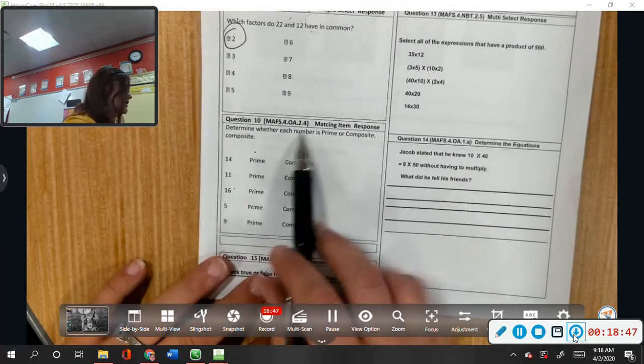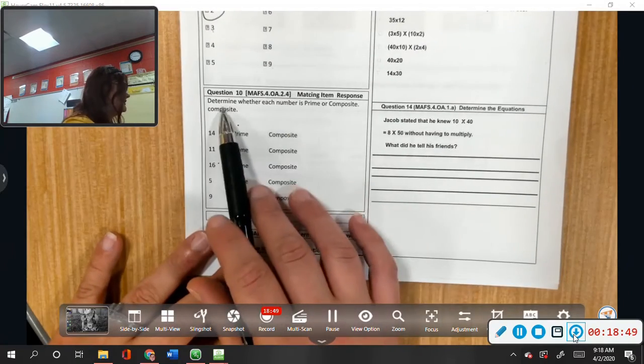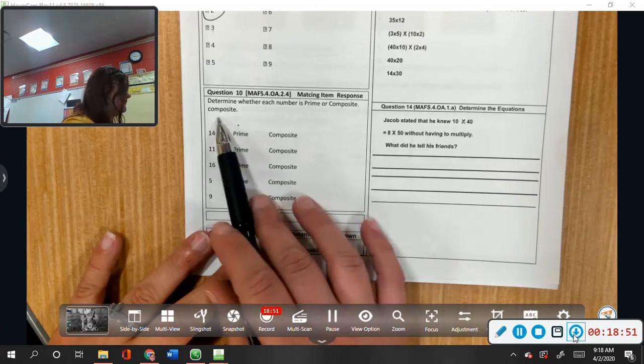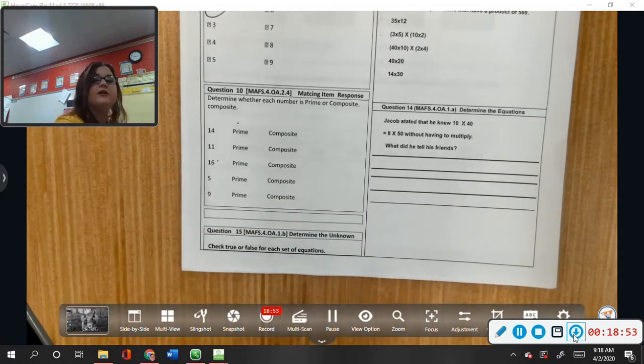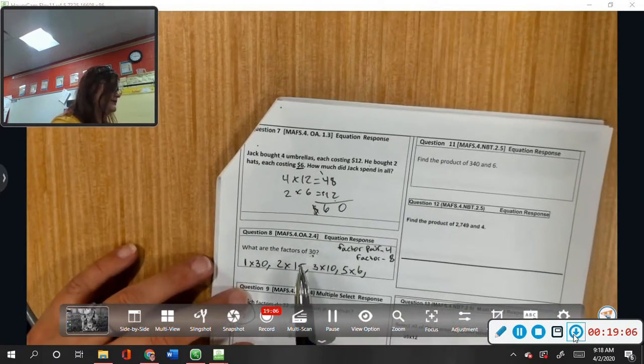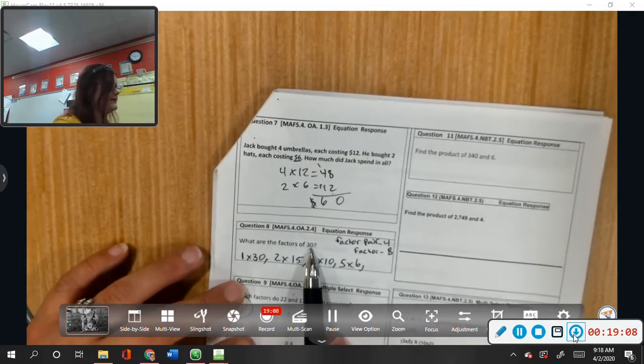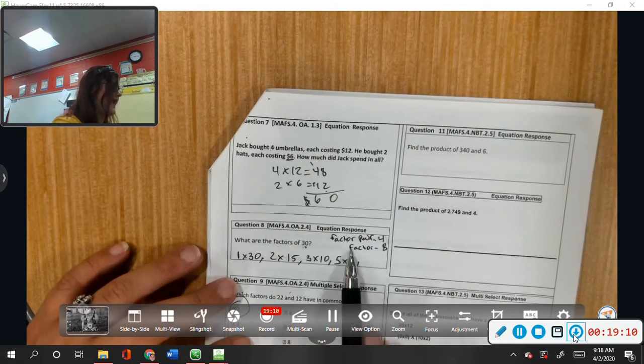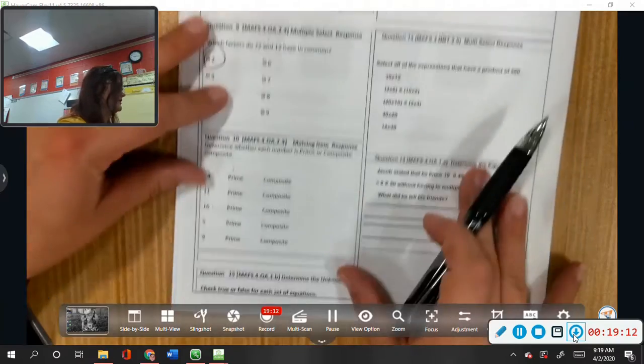Number 10, determine whether each number is prime or composite. Remember, a prime number is a number that only has one factor pair, and that's always 1 and itself. Composite numbers have more than one factor pair. Like if we go back up here, we can definitely say that 30 is a composite number because it has 8 factors and 4 factor pairs.